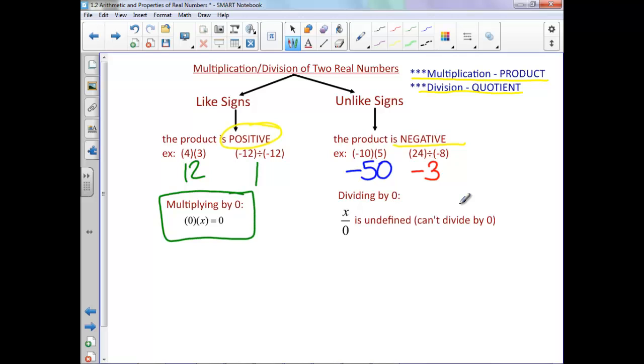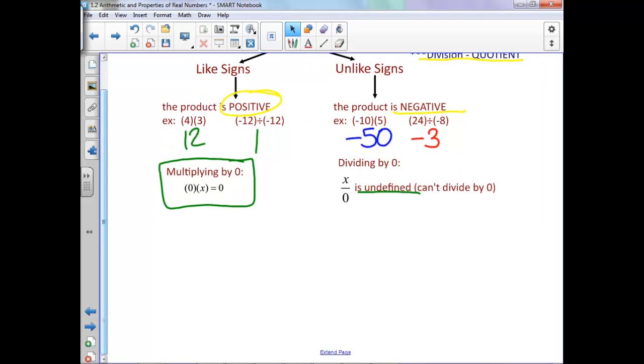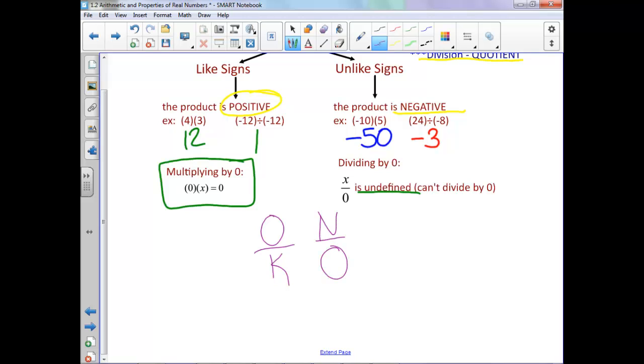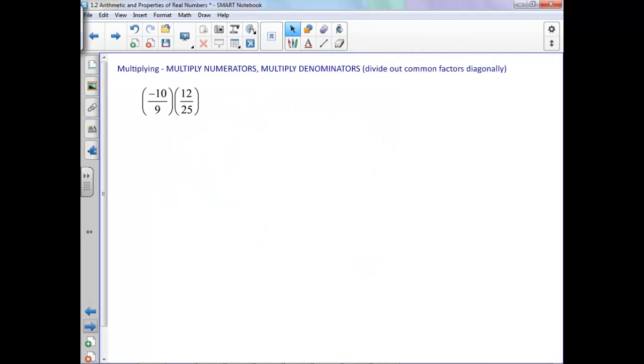Notice anything times 0 is 0. So when you multiply by 0, the product is 0. But notice over here, you cannot divide by 0. It's undefined. A helpful mnemonic that I've had students teach me is it's okay for 0 to be divided by something, but it's not okay to divide by 0. So if your 0 is in the numerator, that's okay. However, if the 0 is in the denominator, you cannot do that. It's undefined.